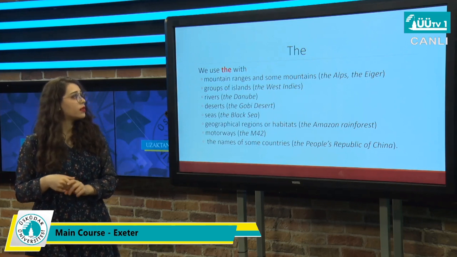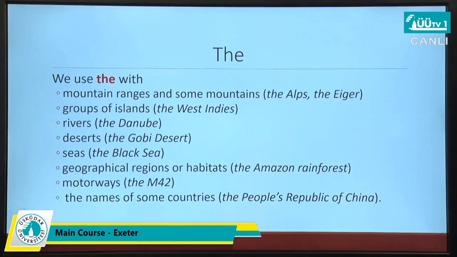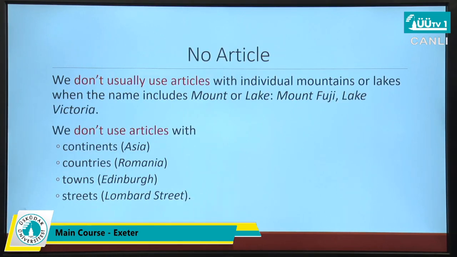And we use the with mountain ranges and some mountains. We use it with groups of islands. We use it with rivers, deserts, seas, geographical regions, motorways, and the names of some countries. So we have to use the with those. And we don't use articles with individual mountains or lakes when the name includes mount or lake. For example, Mount Fuji or Lake Victoria. We don't say the Lake Victoria, we just say Lake Victoria. Or we don't use articles with continents, countries, towns, or streets.